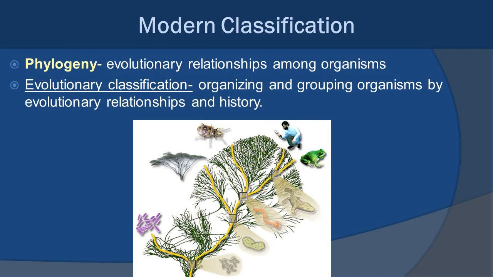Now today we use what we call phylogeny, or the evolutionary relationships among organisms, in order to help classify them. It's called evolutionary classification. And so we organize groups of organisms by their evolutionary relationships and histories. This has caused a little bit of shuffling in terms of classification from time to time as we learn more about the various different living species on our planet.